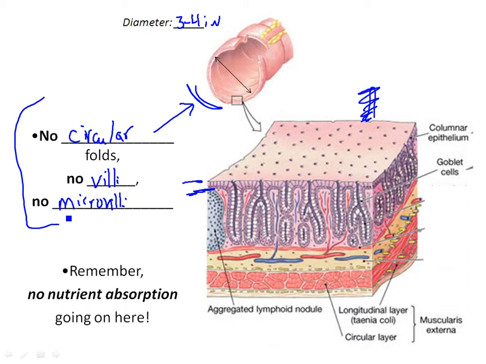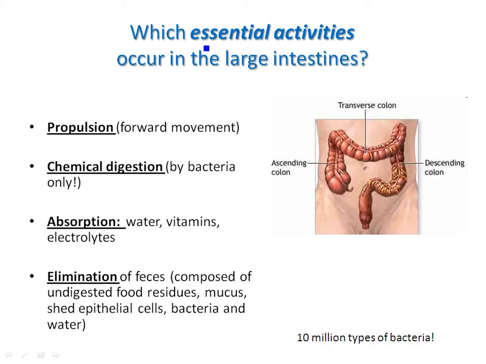There's no nutrient absorption taking place in the large intestine, so there's no need for all of this type of anatomy. So you're going to see a very different look to the inside of the large intestine because of the functions that it does. So of those essential activities that I discussed in the introduction, the ones that are occurring here, you're always going to have propulsion, this forward movement. So we're going to have peristalsis here. You're going to see the forward movement of the waste products.